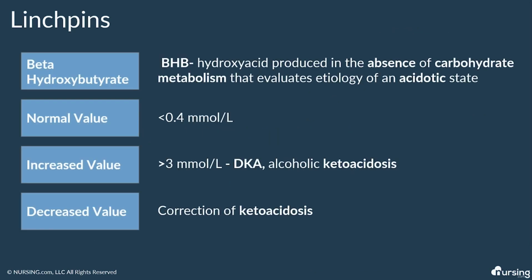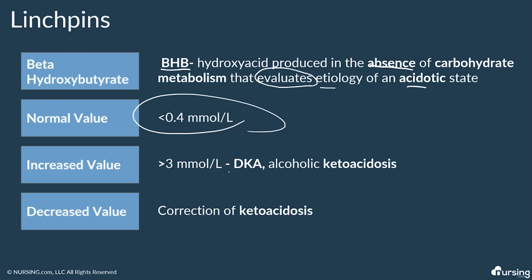Now, our linchpins are that BHB, or beta-hydroxybutyrate, is produced in the absence of carbohydrate metabolism, and it's drawn to evaluate the etiology of that ketoacidotic state. Normal values are really low, below 0.4 millimoles per liter.